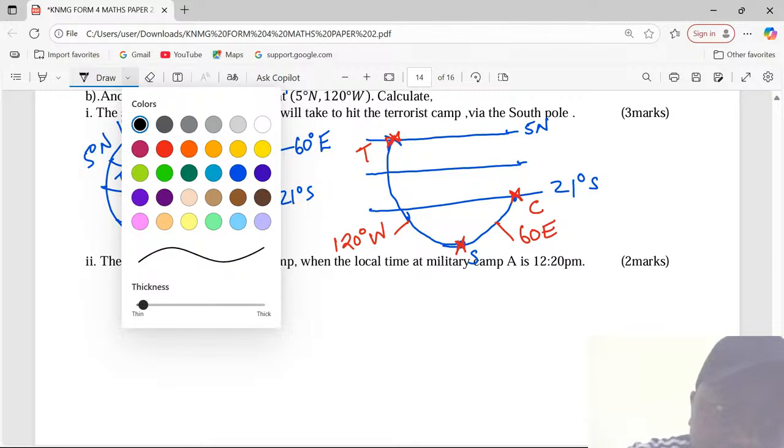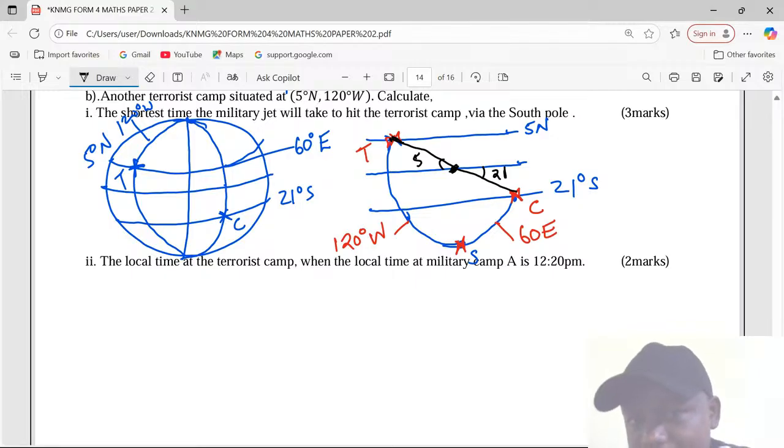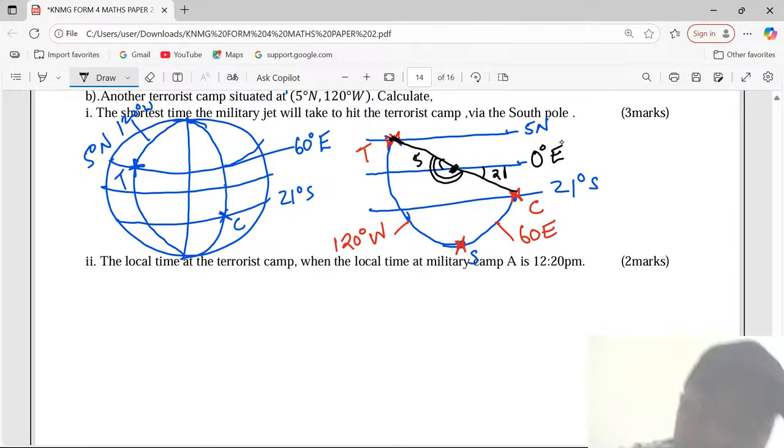Therefore, now, from the center of the earth, allow me to illustrate this. From the core of the earth, we are having 21 degrees here. Then again, from the same axis, we are having 5 degrees there. So what about the arc? The whole arc is having what angle here? Because from the equator, this is 0 degrees equator. From 0 degrees equator, we are having 5 degrees to T and 21 on this side to C.